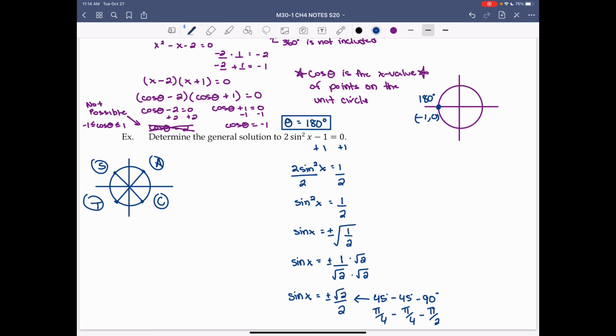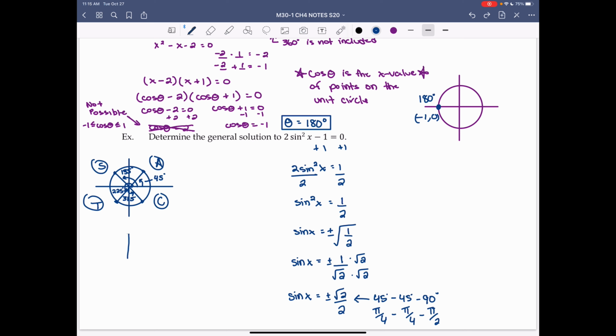So our solutions, we would have one at 45 degrees. The next one would be 180 minus 45 degrees, which is 135 degrees. Then we'd have 180 plus 45 degrees, which is 225 degrees. And then our fourth one in one positive rotation would be 360 minus 45 degrees, which is 315 degrees.